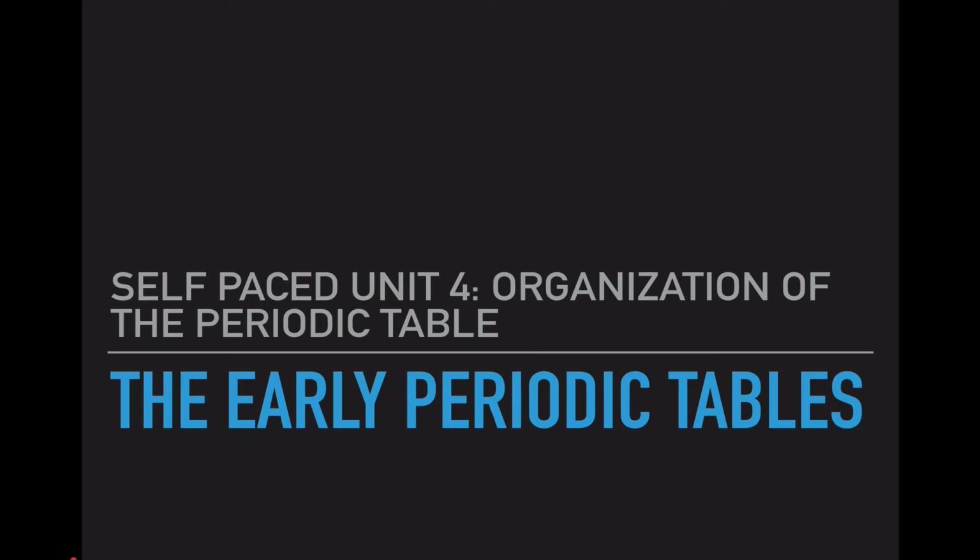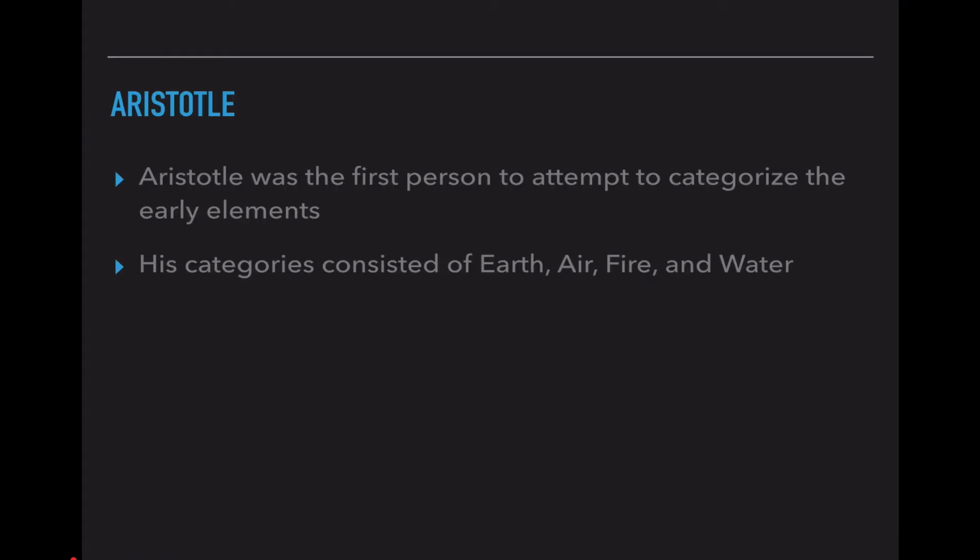Hey guys, today we're going to talk about the early periodic tables. As science progresses, scientists are able to refine and change their ways of thinking, and this was shown in the use of the periodic tables. Aristotle was the first person to attempt to categorize the early elements.